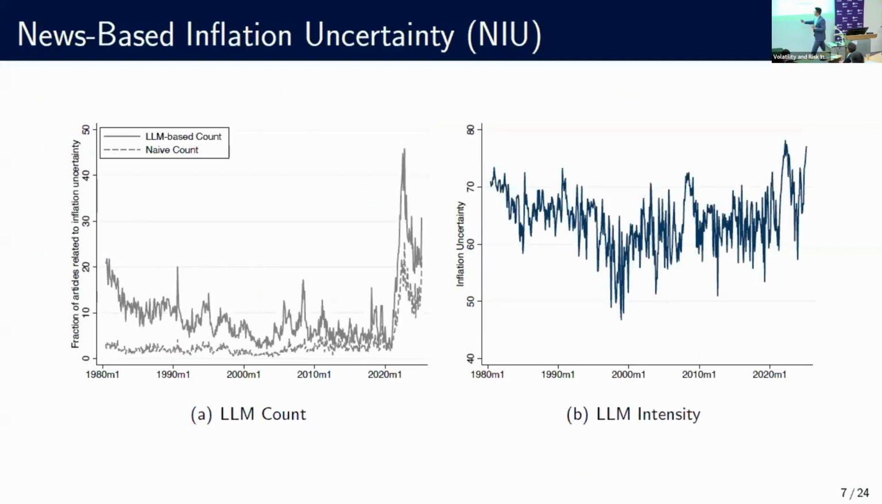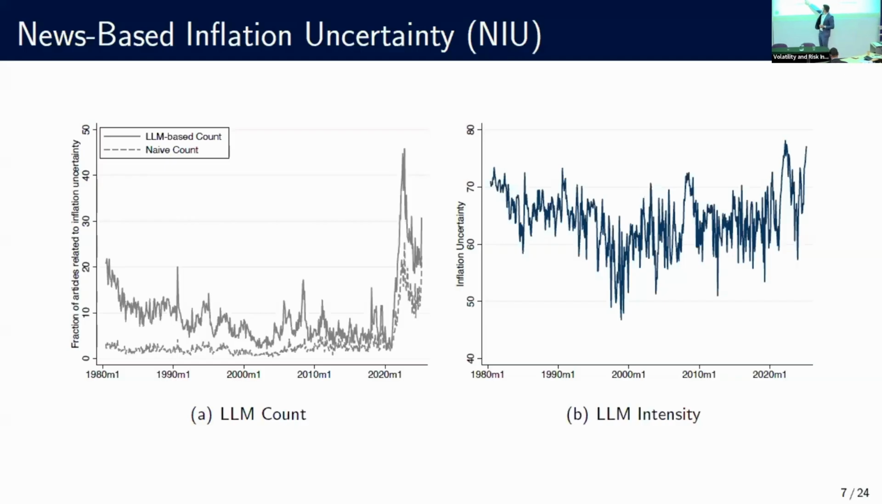So here's how this looks. Here's the LLM count on the left-hand side. Here's the LLM intensity measure on the right-hand side. You see that in terms of the count, around 10 to 20% of articles in the early part of the sample, 1980, when inflation was pretty high, are flagged as being related to inflation uncertainty. The naive-based count does much worse. It doesn't really identify many articles as being related to inflation uncertainty.